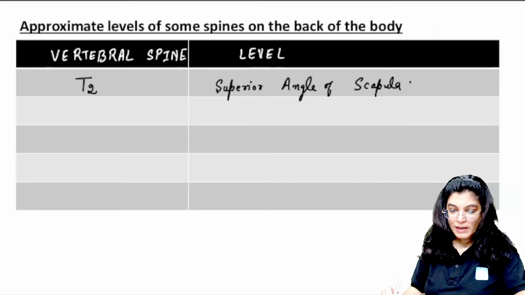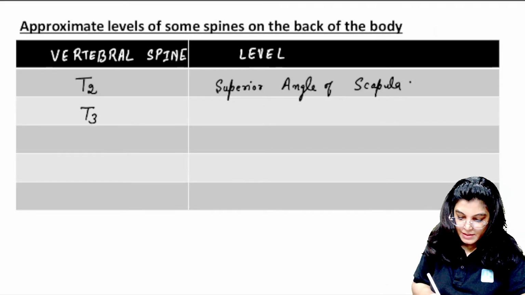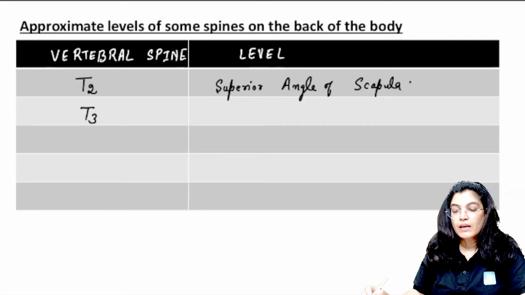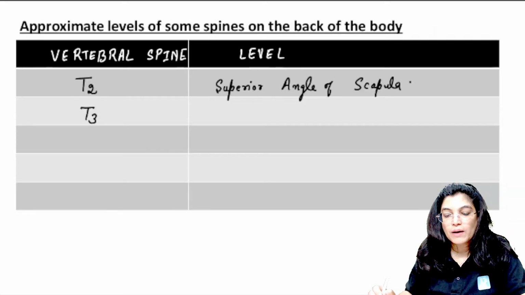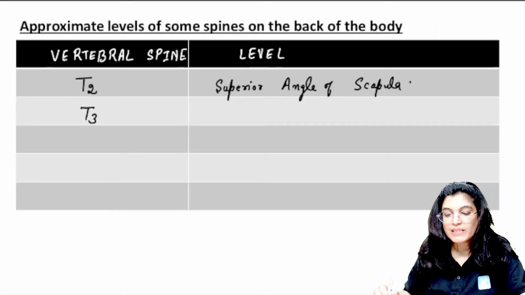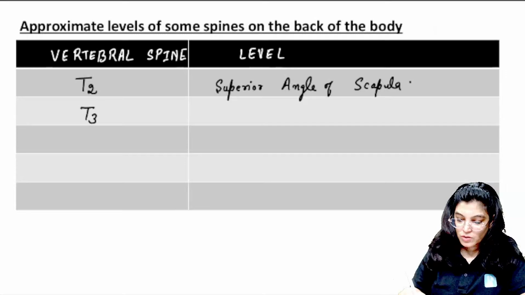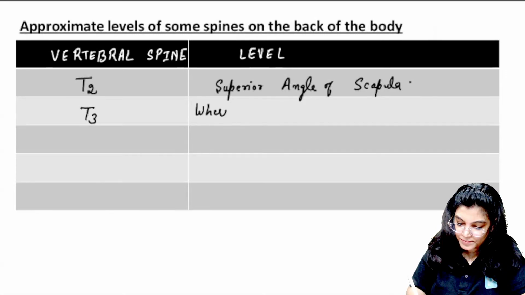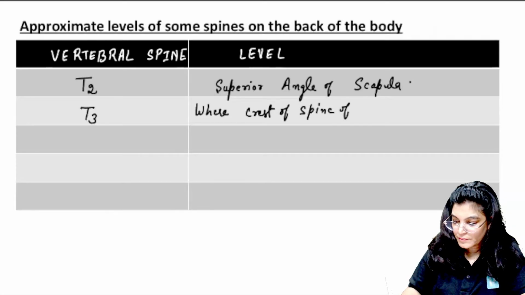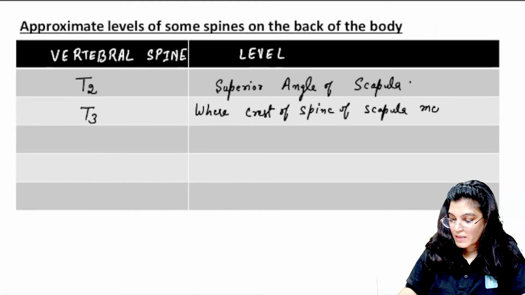Now, if I am talking about the T3 level, that is the 3rd thoracic vertebra spine level, it is the level where the spine of the scapula meets the medial border. So basically, the crest of the spine of the scapula meets its medial border.